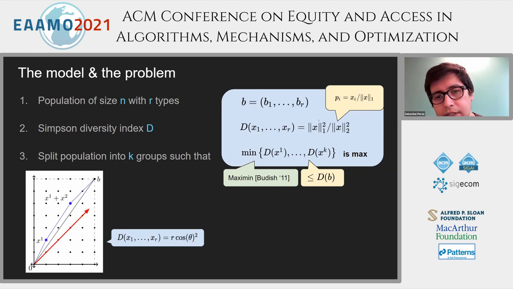So diversity is the ratio of norms. It can be rewritten as this formula here, and this theta value is nothing more than the angle between the vector x and the vector of 1. So to maximize diversity, we would like to be close to the vector of 1, but at the same time, we would like to be adding up to the vector b. So that's basically the problem that we would like to solve.